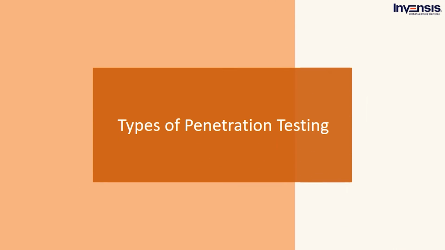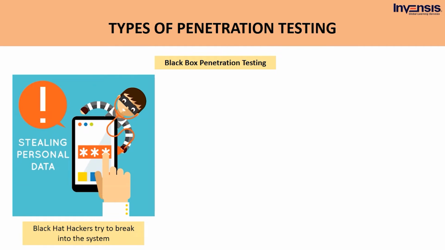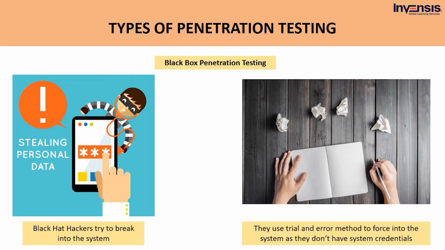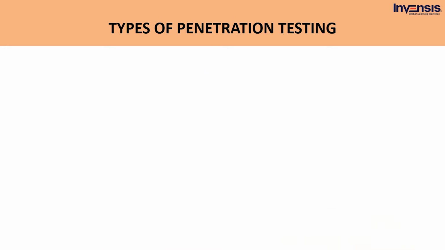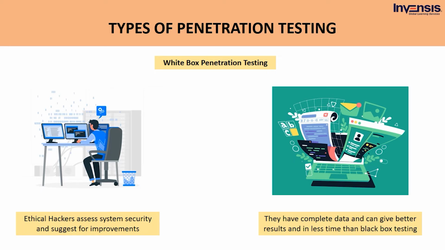Let us now look into the different approaches for penetration testing. The first one is black box penetration testing. Black hat hackers try to break into the system. They use the trial and error method to force into the system as they don't have system credentials. The second one is white box penetration testing. Ethical hackers assess system security and suggest improvements. They have complete data and can give better results in less time than black box testing.